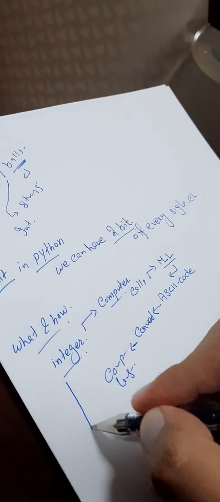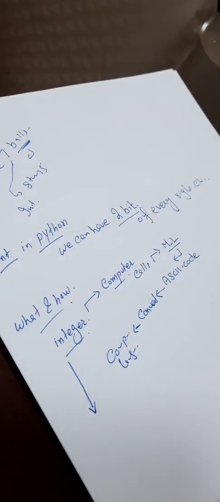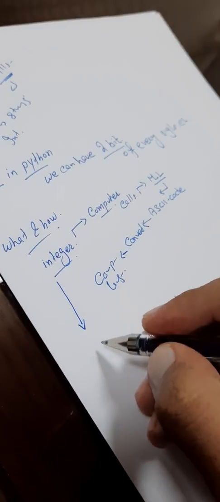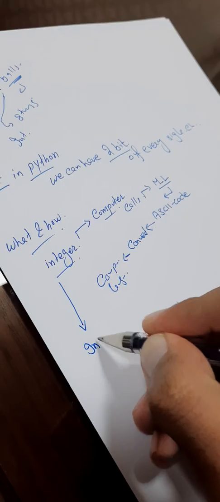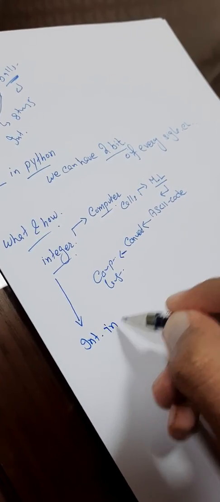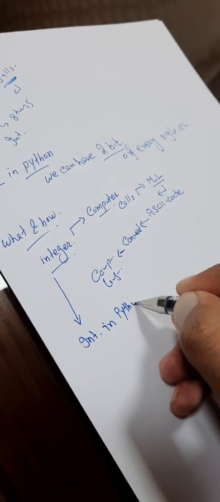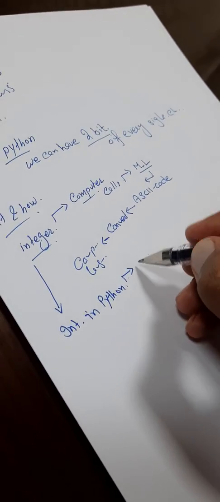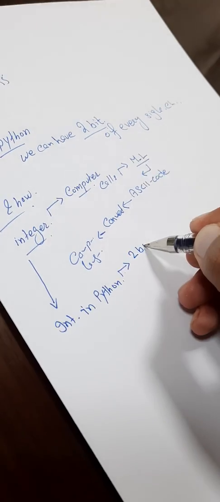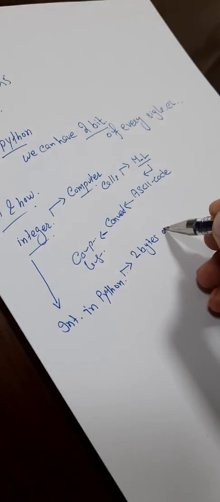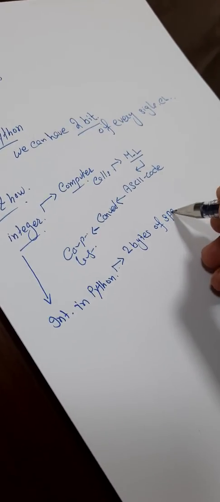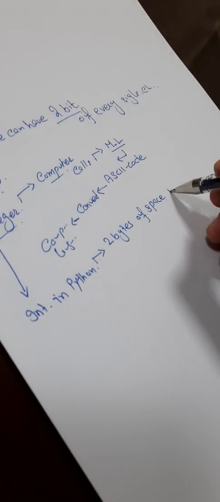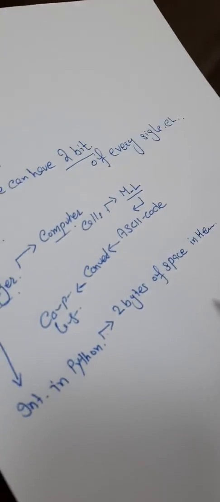So technically, whenever you say integer in Python, it means you are going to occupy 2 bytes of space in memory. 2 bytes of space in memory.